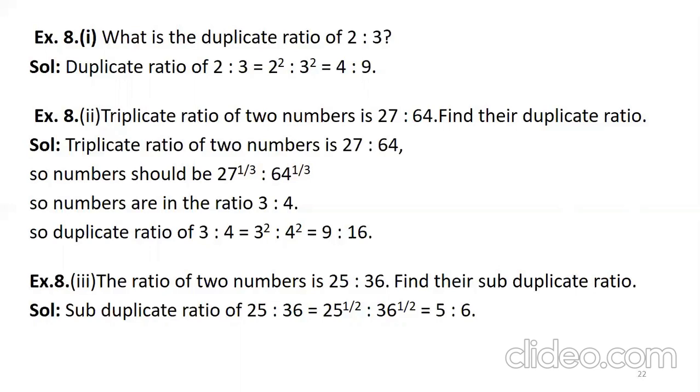The ratio of two numbers is 25:36. Find their subduplicate ratio. It's nothing but the root of the numbers. It's 5:6.